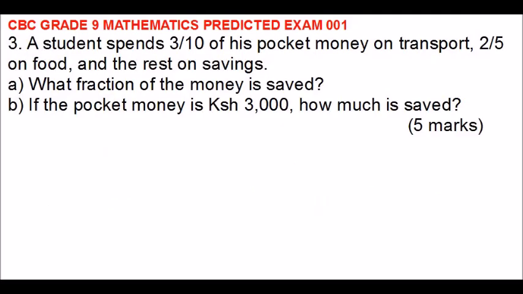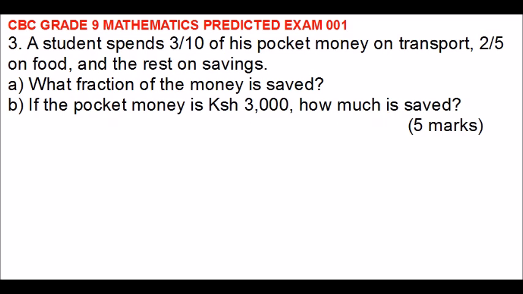This is question number 3. A student spent 3/10 of his pocket money on transport, 2/5 on food, and the rest on savings. What fraction of the money was saved? If the pocket money is 3,000 Kenyan shillings, how much was saved?